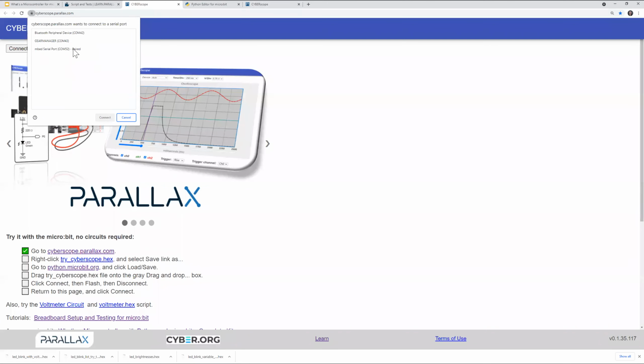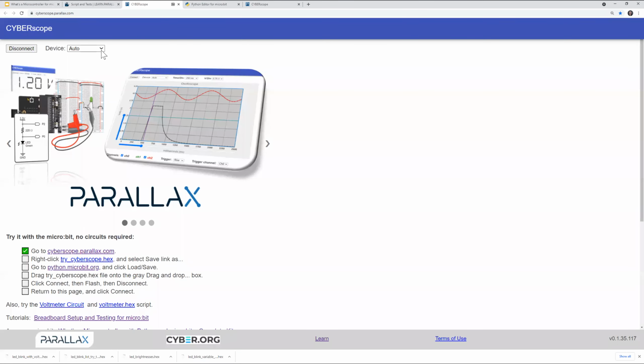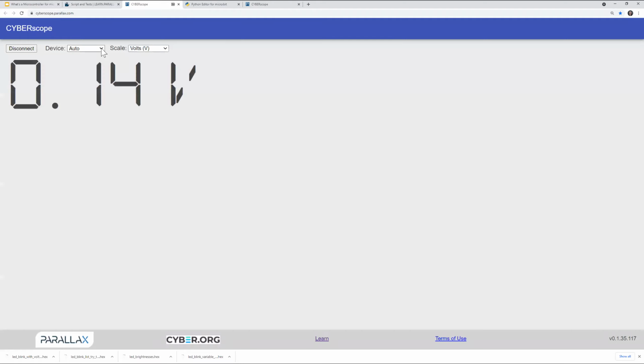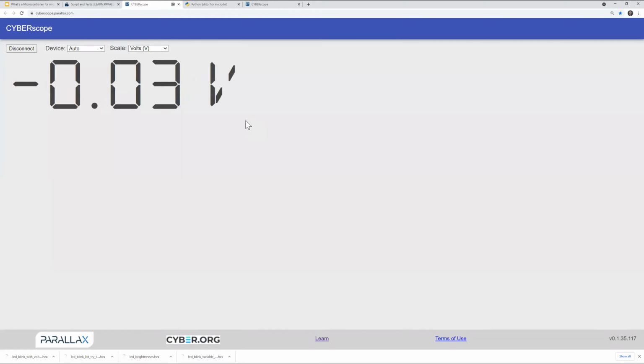Another thing is some of you, or some of your students, may have more than one serial port. It's a good sign if it says embed serial port. So if you see more than one serial port, like I've got my Bluetooth stuff going on here, then there's the embed serial port on COM52. When we connect to that, it should start giving me some voltmeter data. So there we go.